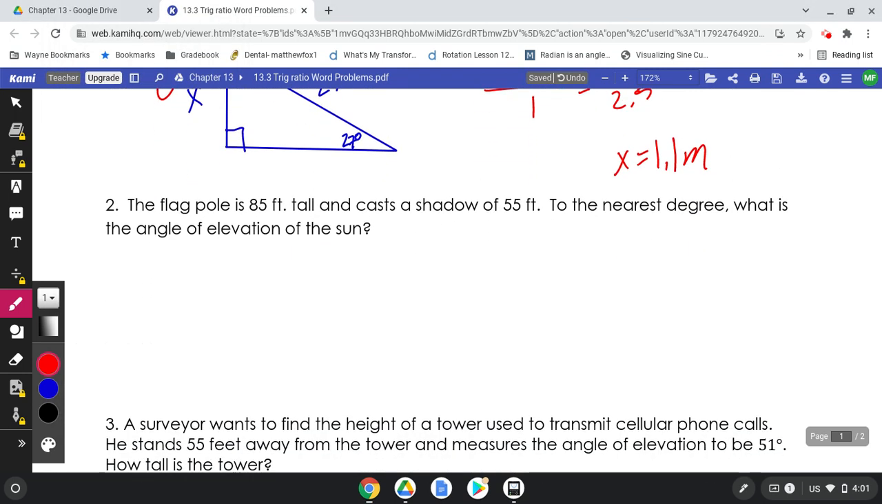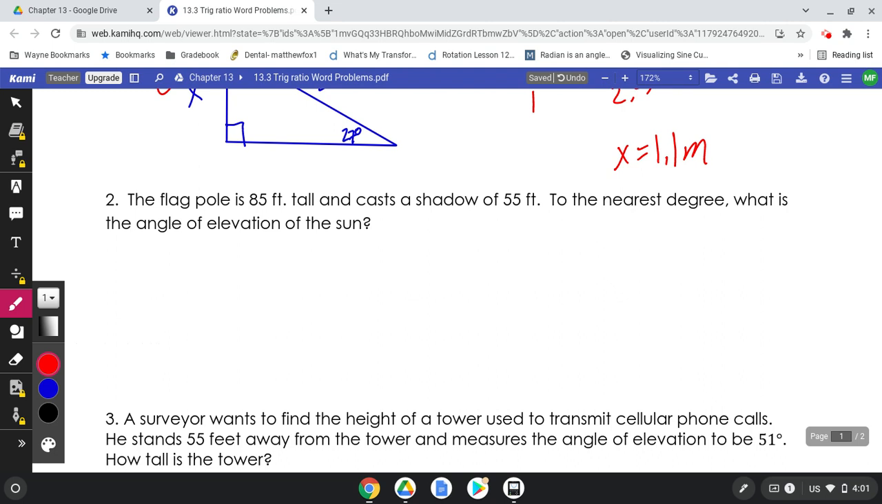All right, on to the next one. On this next one, we don't know, once again, what exactly it looks like, but we know it's a right triangle. So we draw our triangle, and the flagpole is 85 feet tall. That's going to be straight up and down.